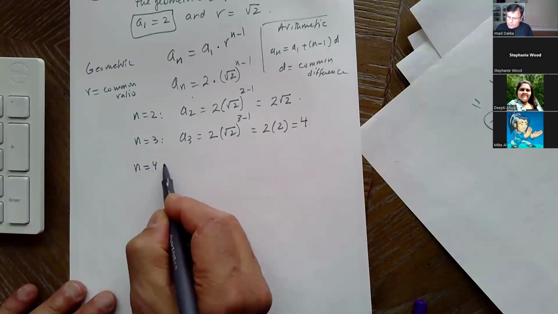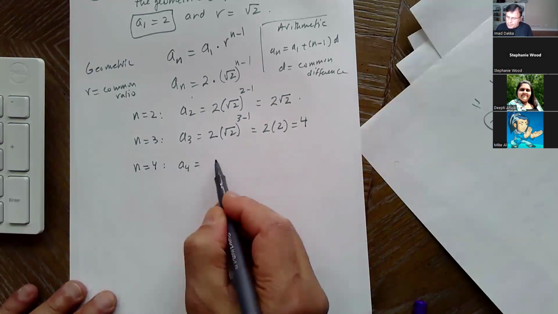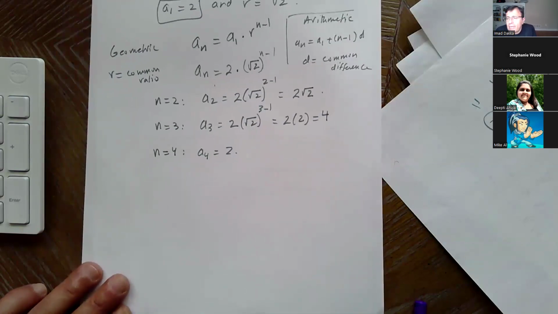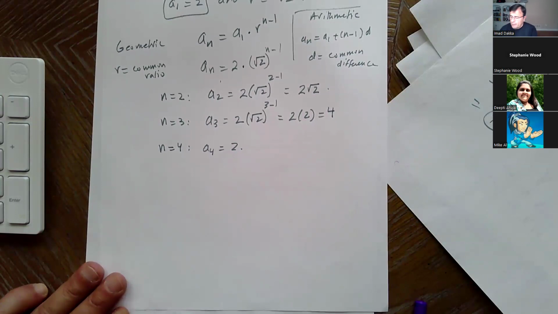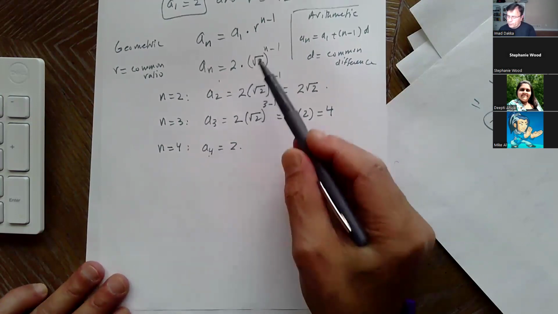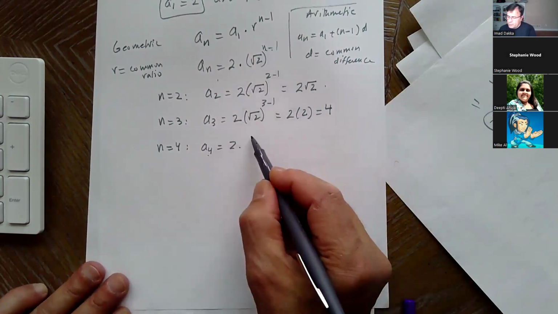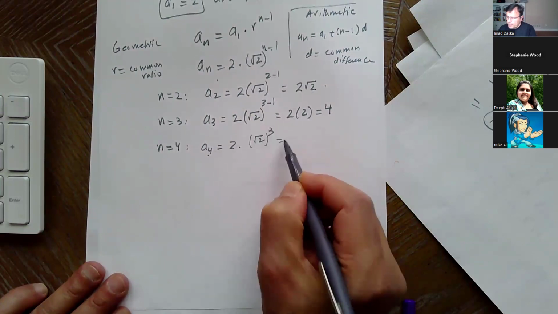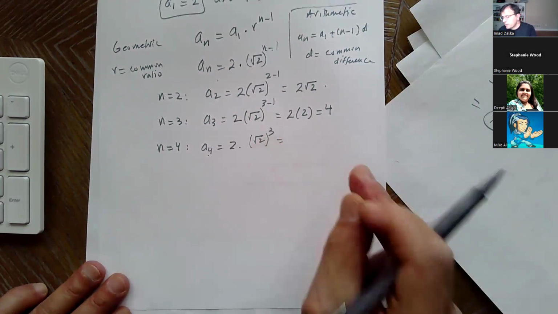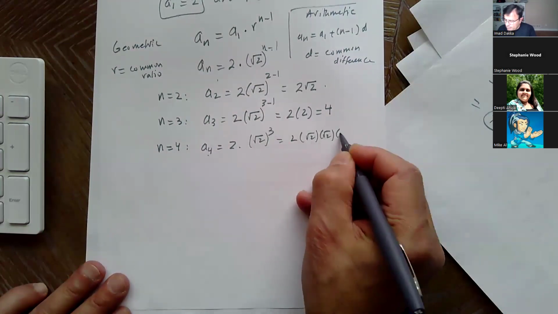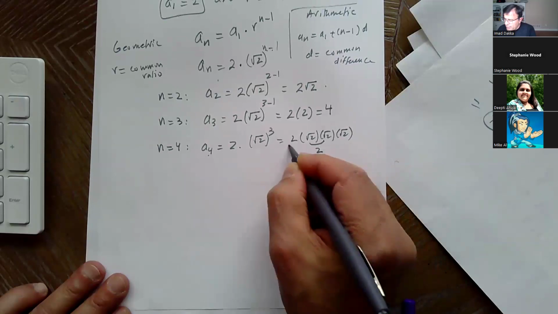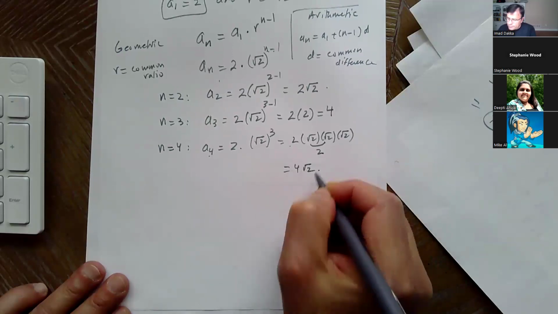N equals 4, a4. Is there anyone who doesn't see how I'm getting these terms? Are we all good? So we're putting in a 4 for n. 4 minus 1 is 3, so 2 times root 2 cubed. Root 2 cubed is root 2 times root 2 times root 2, okay? So that's a 2. 2 times 2 is 4, so it's 4 root 2.